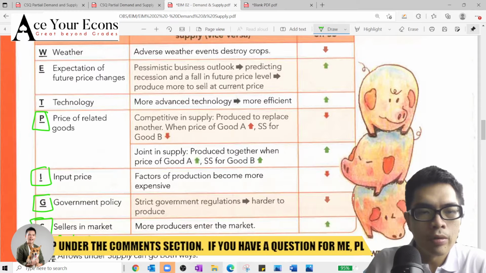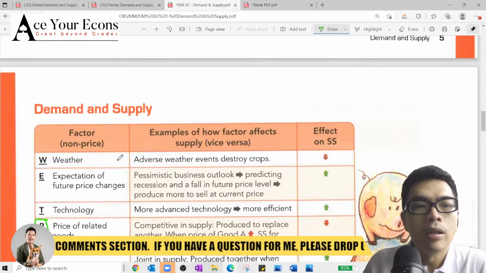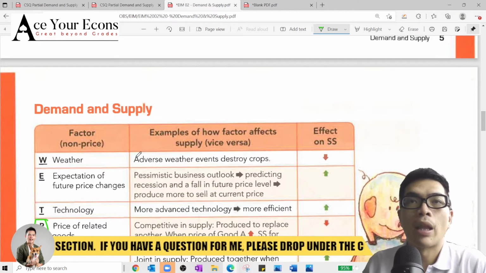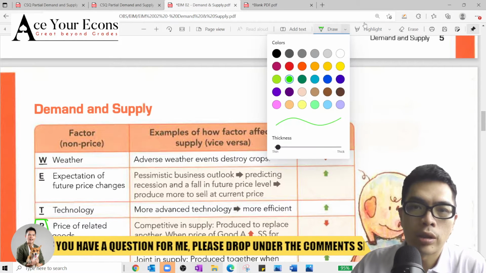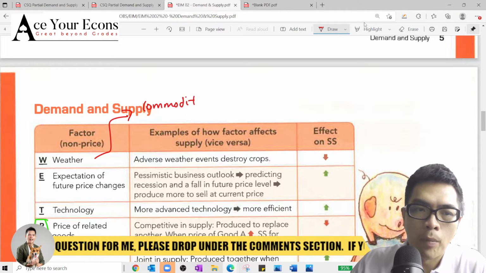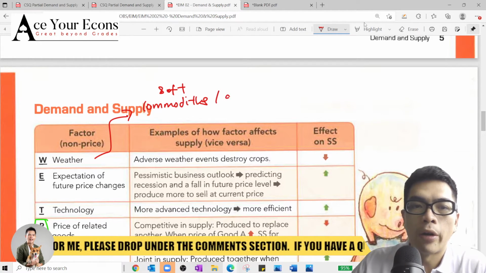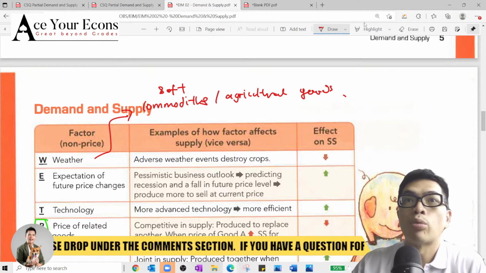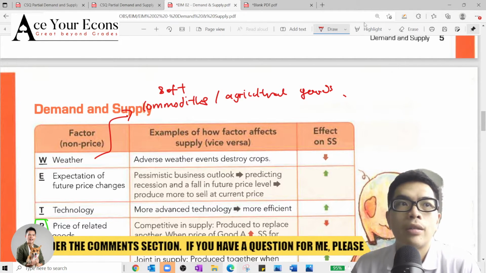I'm going to go through the other one. Weather. It's fairly common to see weather being used in extracts, especially when we are looking at commodities or agricultural goods. So whenever you read an extract that tells you of commodities, especially soft commodities like rice, potato or agricultural goods, then we have to be concerned. How does weather come into the picture? Weather doesn't affect hard commodities like oil, right?